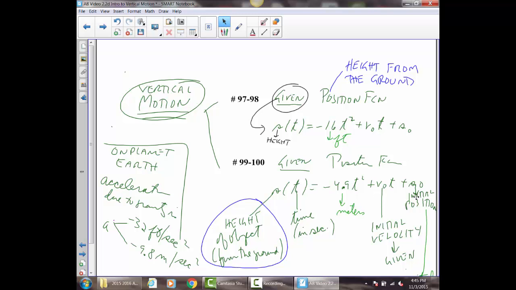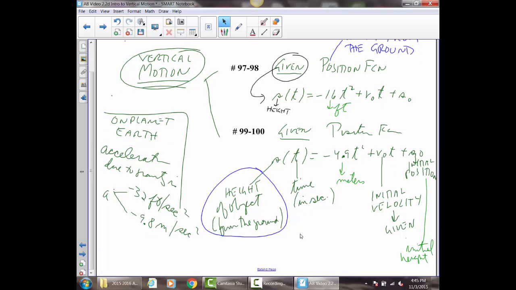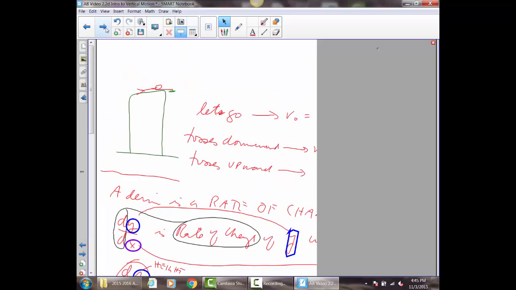Now, what do the v0 and the s0 stand for? The v0 is the initial velocity, which will be given to you in the problem, and the s0 is the initial position. Was the object on the ground originally? Was the object up on a 30-foot building? What was the height of the object when you started to do this experiment?